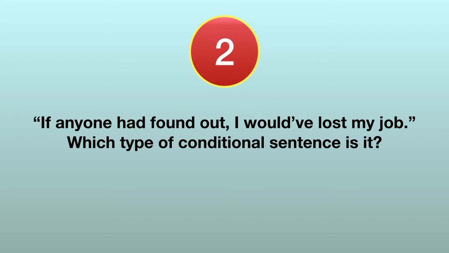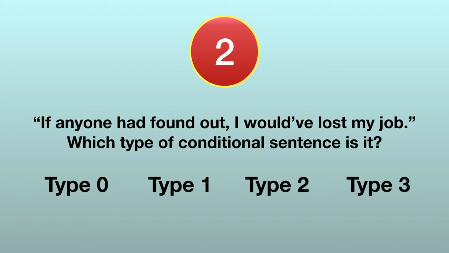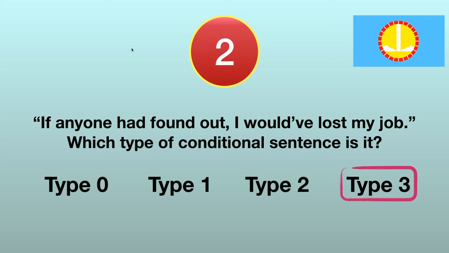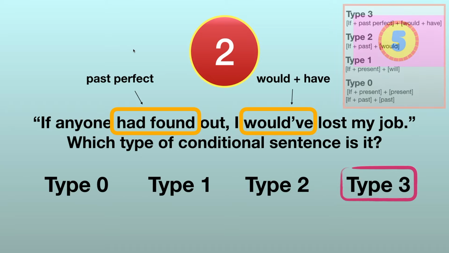If anyone had found out, I would have lost my job. Which type of conditional sentence is it? Type 0, type 1, type 2, or type 3? Again, you have 5 seconds. And the answer is type 3. So in the first part, we have the past perfect tense, had found. And the second part, we have would plus have. And that's the structure of type 3.